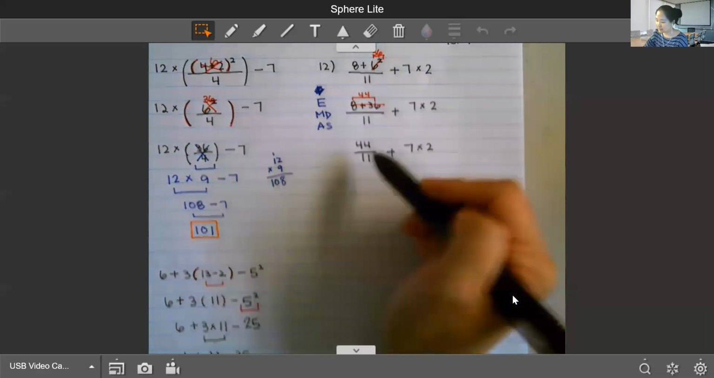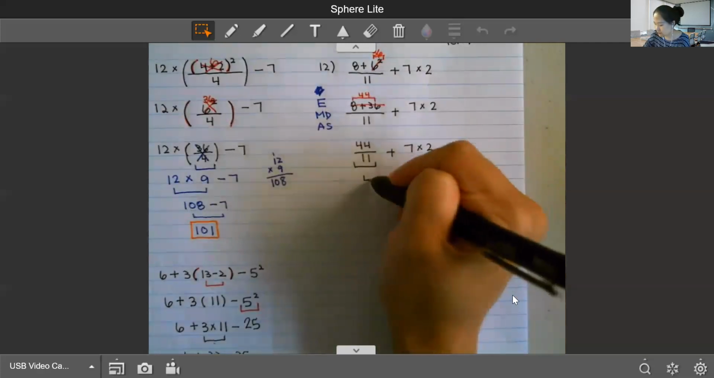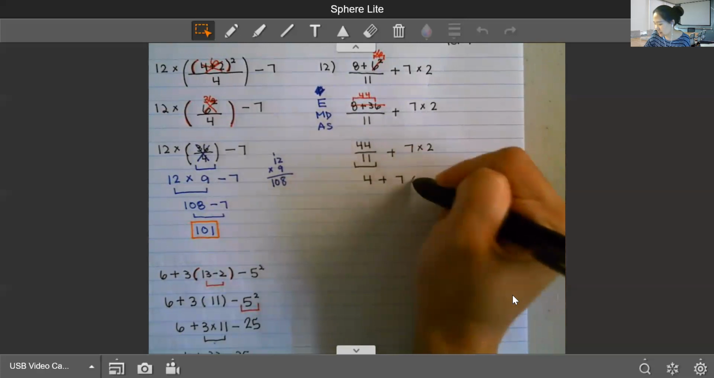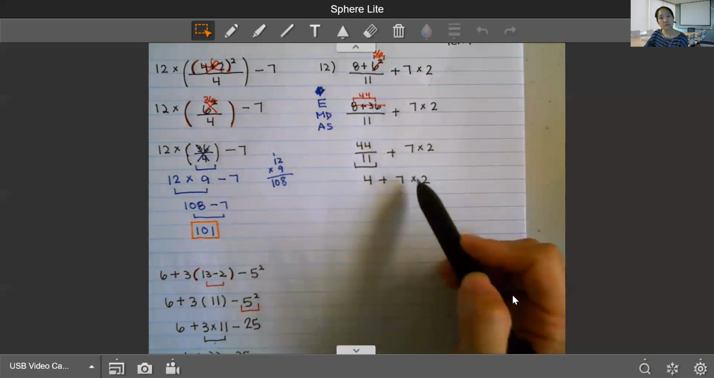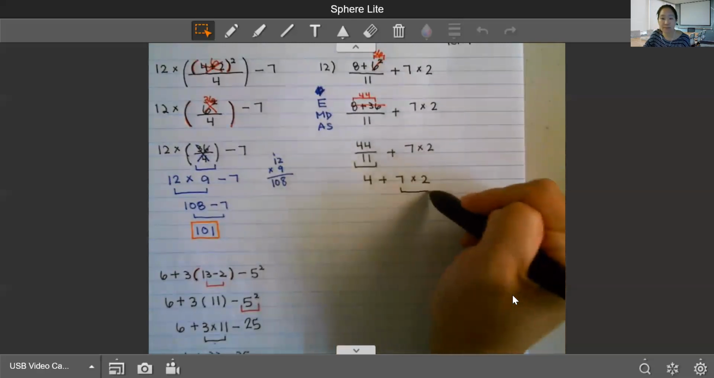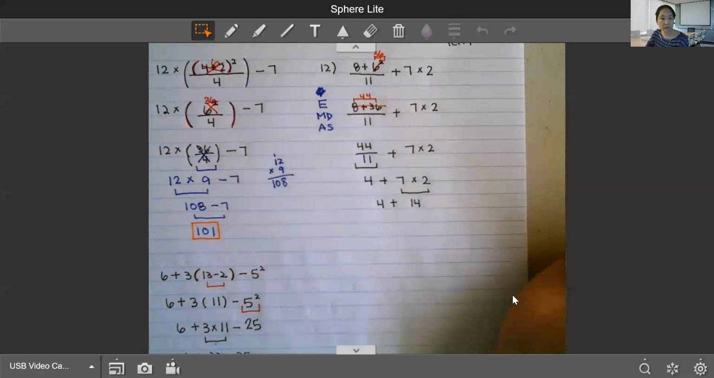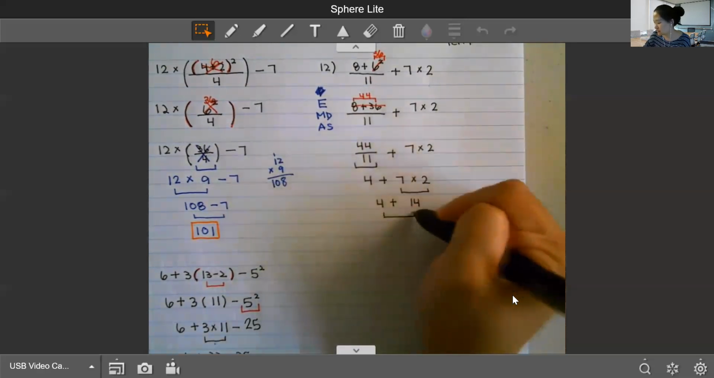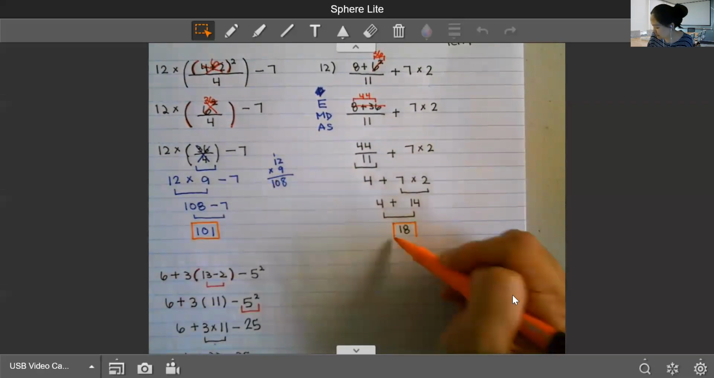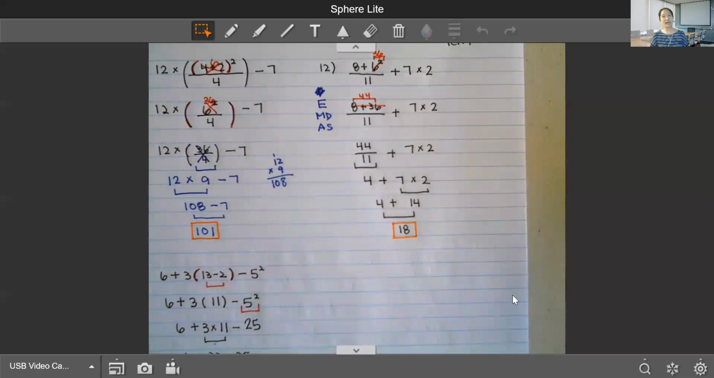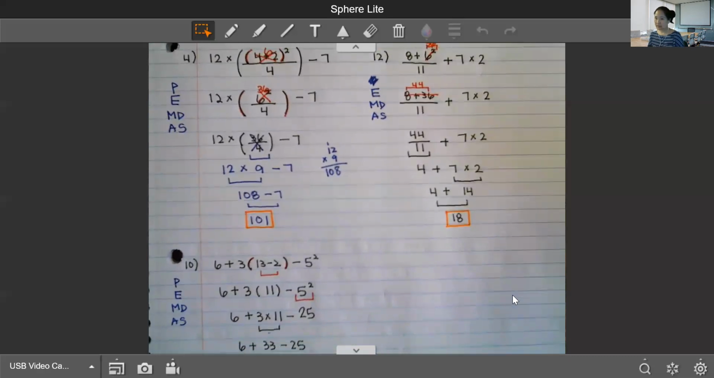Now, you can clearly see that you can divide. 44 divided by 11 is 4 plus 7 times 2. Which one do you do next? Do you add or do you multiply? Well, multiplication comes next. 14. 4 plus 14, your final answer is 18. And box the answer. Okay, all right, so today I did 3 problems, and I hope that helped.